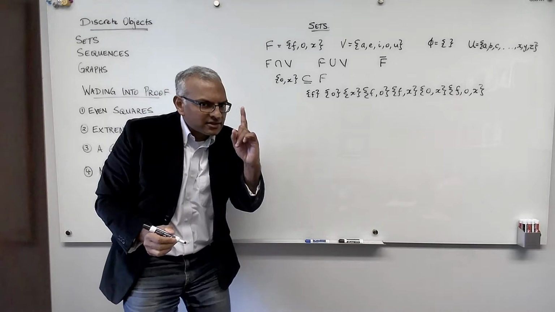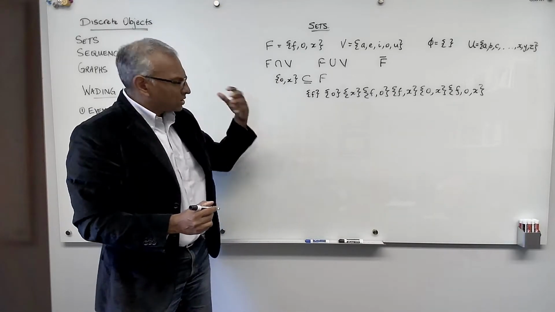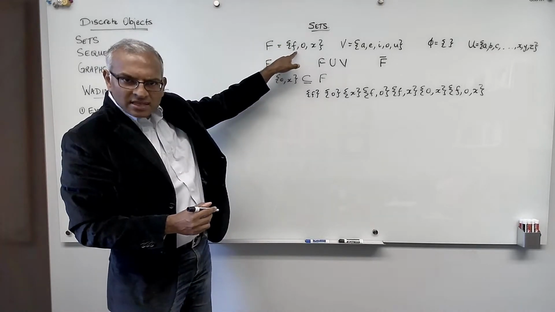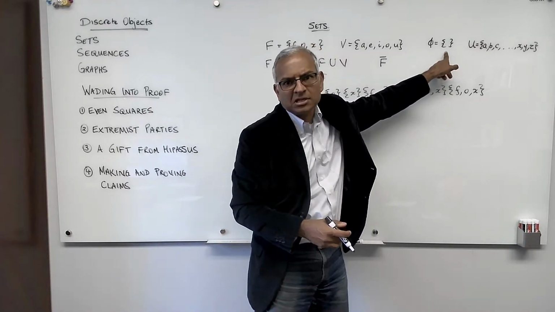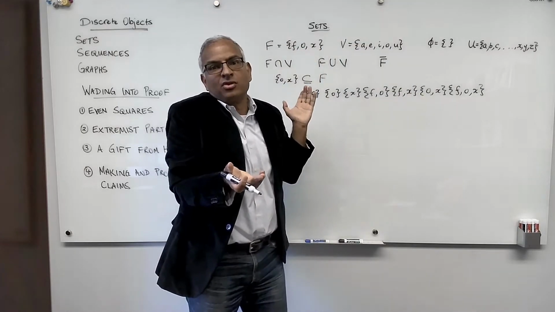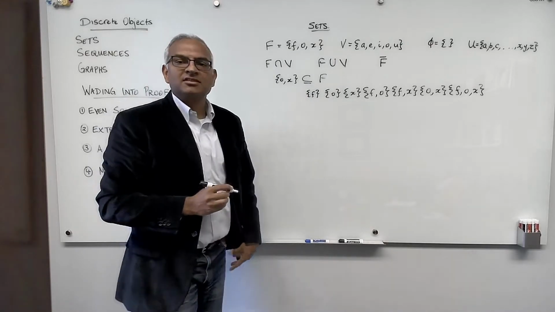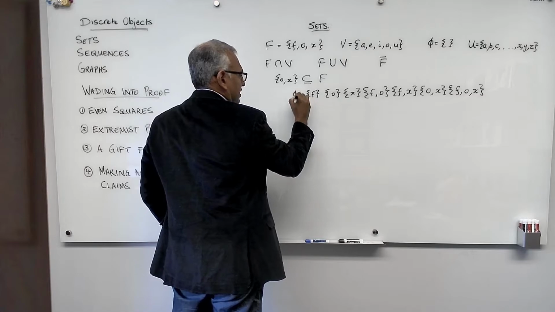But there's one other subset that I've left out. If you think about it, what's the definition of a subset? Everything in the subset is in the set F. So let's consider the empty set, which has nothing in it. So everything that's in it is in F. It's trivially the case because there's nothing in it. So there's a subset of size 0, which is just the empty set.